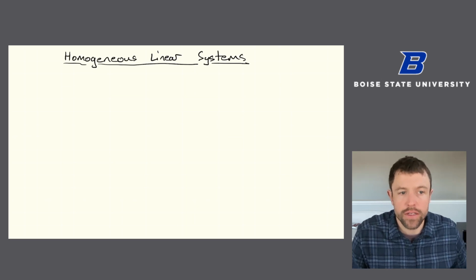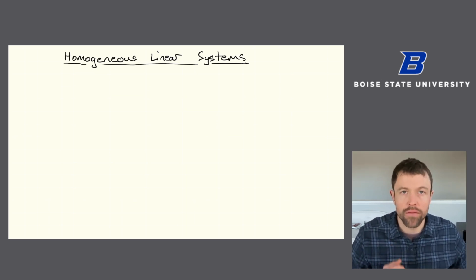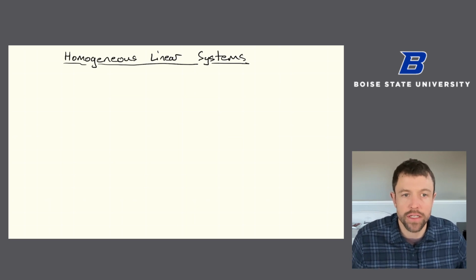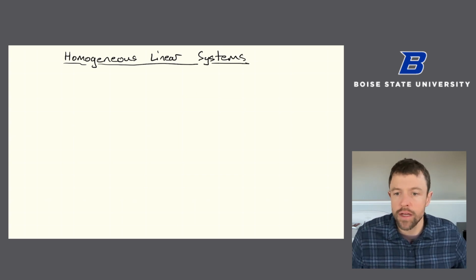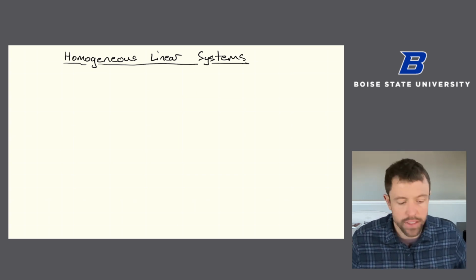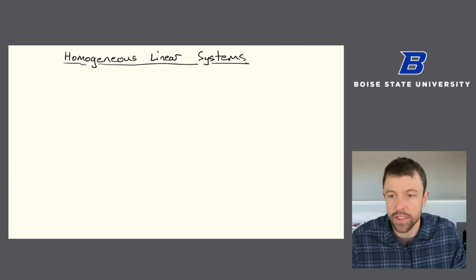In this video, I'm going to talk about a special type of linear system known as a homogeneous linear system. Some people say homogeneous. I usually say homogeneous. So what is a homogeneous linear system? Well, let's start with what is a homogeneous linear equation.